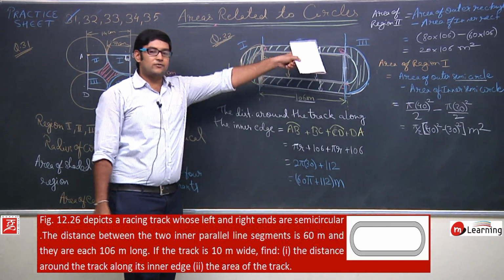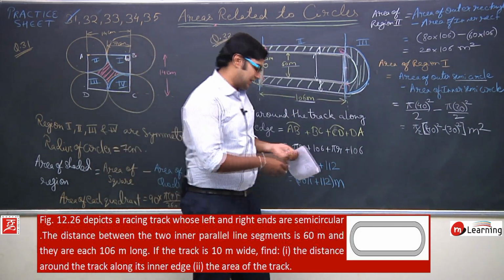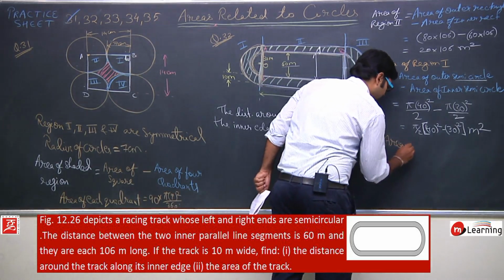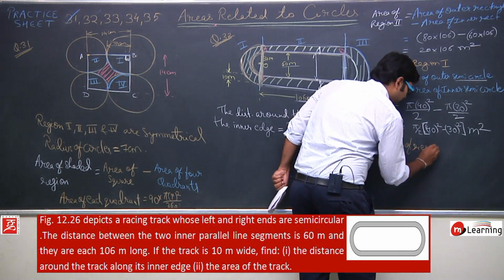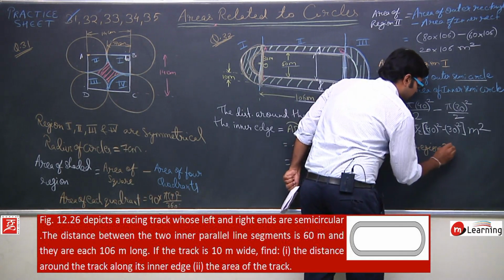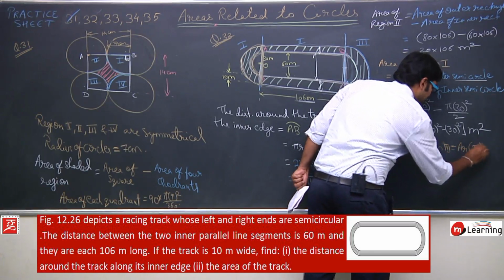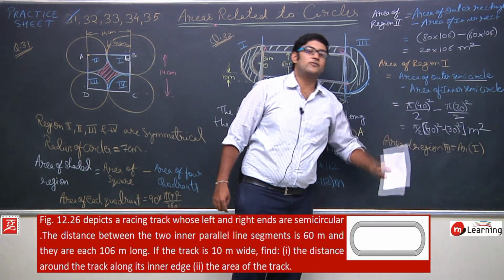Now what about area of region 3? Region 1 and region 3 are symmetrical. So I can say area of region 3 is equal to area of region 1. Okay, area of region 3 is equal to area of region 1.